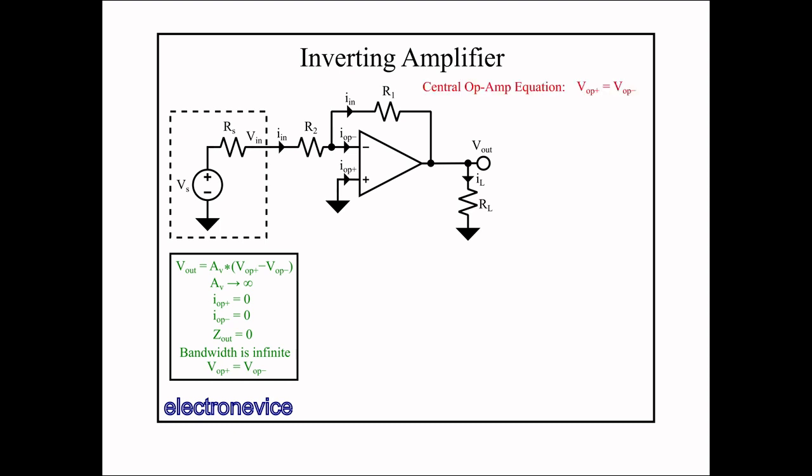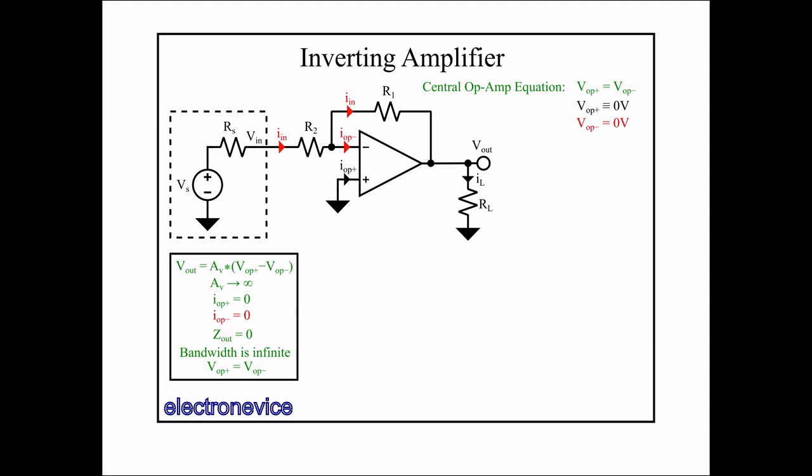The voltage at VOP- is easily determined by starting with the central op-amp equation and noting that VOP+ is presently grounded. So by the transitive property, VOP- is 0 volts as well. To determine the current through R1, we first notice that, due to the fact that IOP- is 0, the current flowing through R2 and R1 are both the same current, I-in.